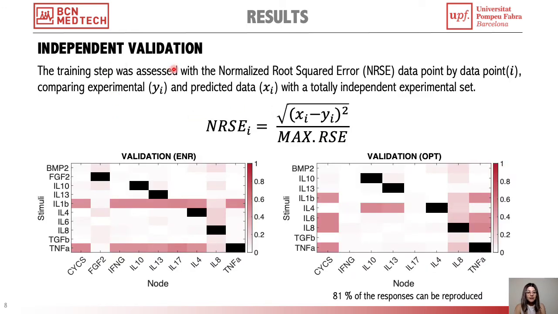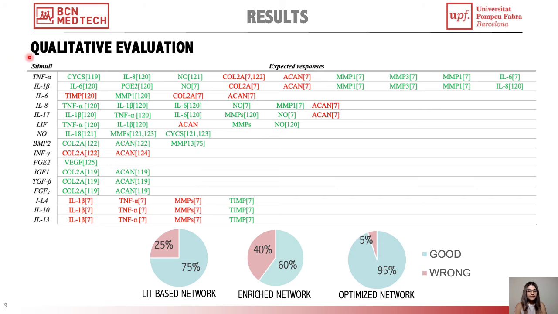The independent validation shows us that when we plot the normalized root squared error between our theoretical data and a totally independent experimental set, our model could represent almost 81% of the responses tested. If we take a look at the qualitative evaluation, we can see that the optimized network is the best in representing qualitative outcomes extracted from chondrocyte behaviors in literature.